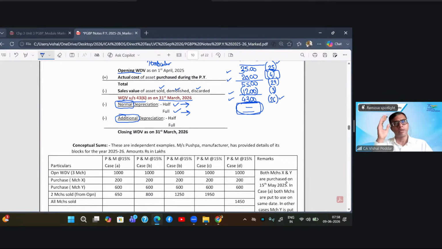Now, in your entire paper, apart from one comprehensive sum where you have to compute the entire PGBP income, you will have other sums where you have to solve only some part of the working. Like if I talk about PGBP, you may have a sum separately of 5-6 marks which will be only on computing depreciation, or only on scientific research, or only on preliminary expenses, right? Now, when you get this type of question which is only on depreciation, then this particular working becomes the main answer, right? Is this clear, students? Now, coming to this regular depreciation and additional.